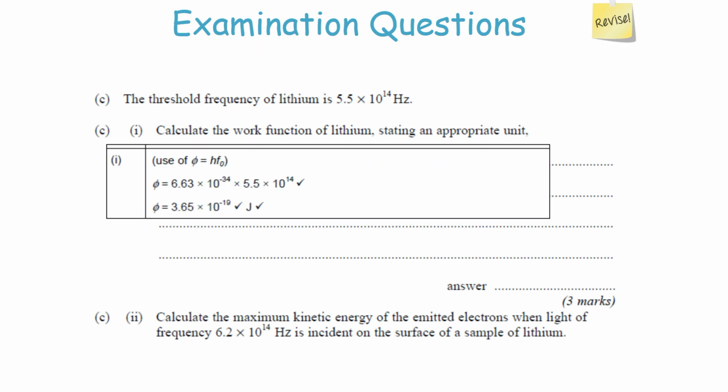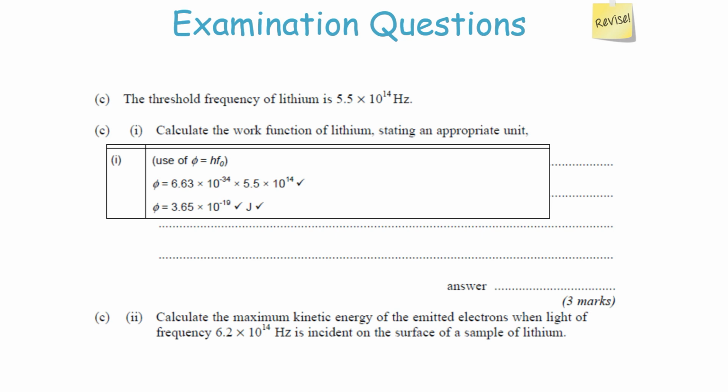So the work function is equal to h times the threshold frequency, because E equals hf, and therefore the work function is equal to this energy when the frequency is equal to the threshold. So you would do 6.63 times 10 to the minus 34, Planck's constant, times 5.5 times 10 to the 14, the threshold frequency. So you get 3.65 times 10 to the minus 19, and the work function is an energy, so the units are joules.